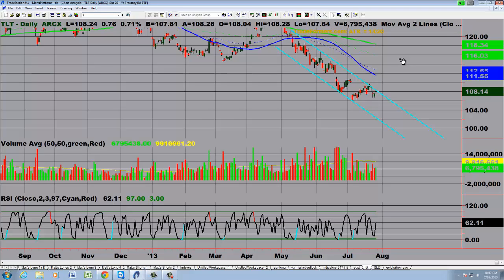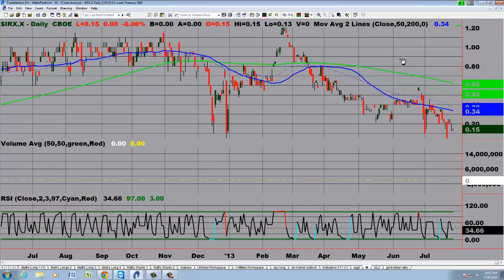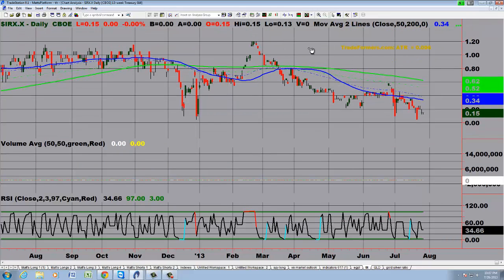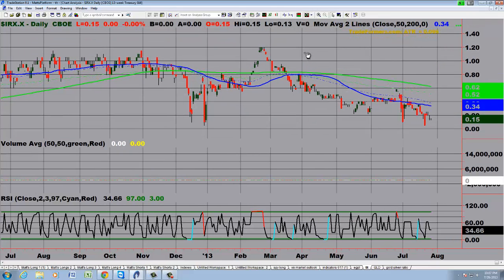Dollar sign IRX.X. When looking at the overall interest rate picture, you really want to take a look and see not just one part of the yield curve. Because the interest rate component here and what the Fed is going to do is so critical, today we're going to delve into the different parts of the yield curve.